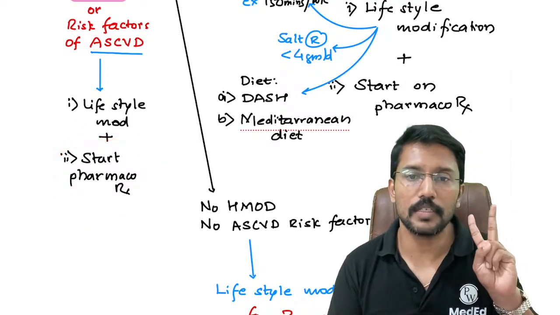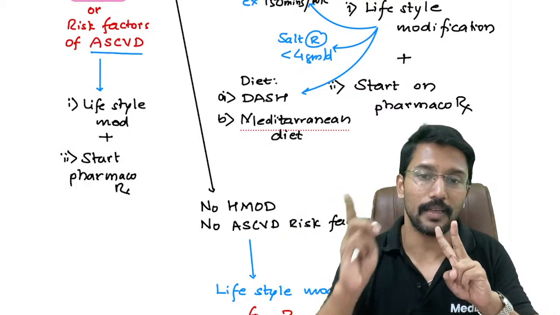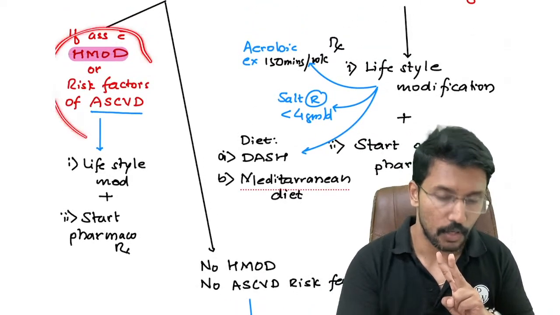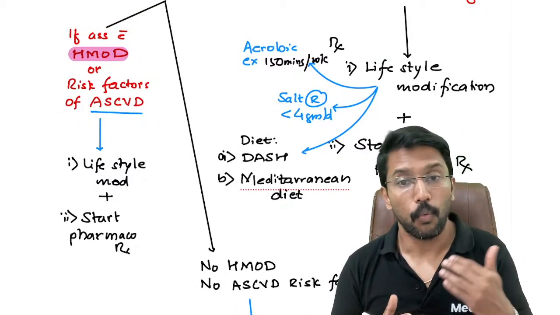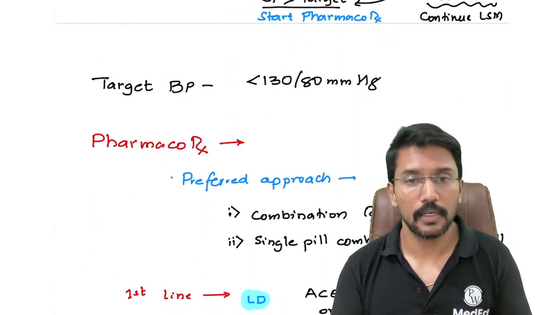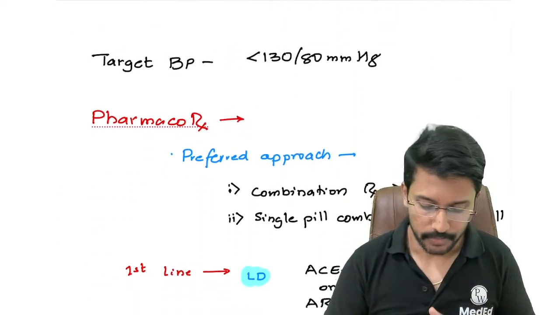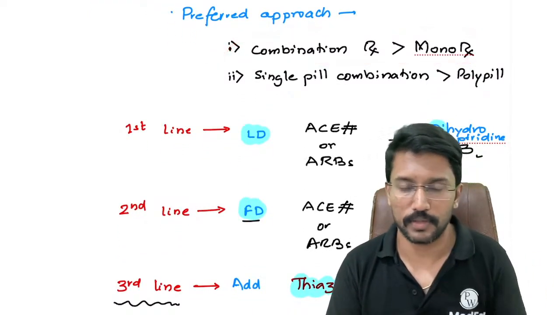So two circumstances, we start them on pharmacotherapy. Stage 2, and stage 1 with hypertension mediated organ damage or the risk factors for atherosclerotic coronary vascular disease. What drugs will we start? The current recommendation is to use a combination treatment, not a single therapy. Combination therapy is preferred over monotherapy.